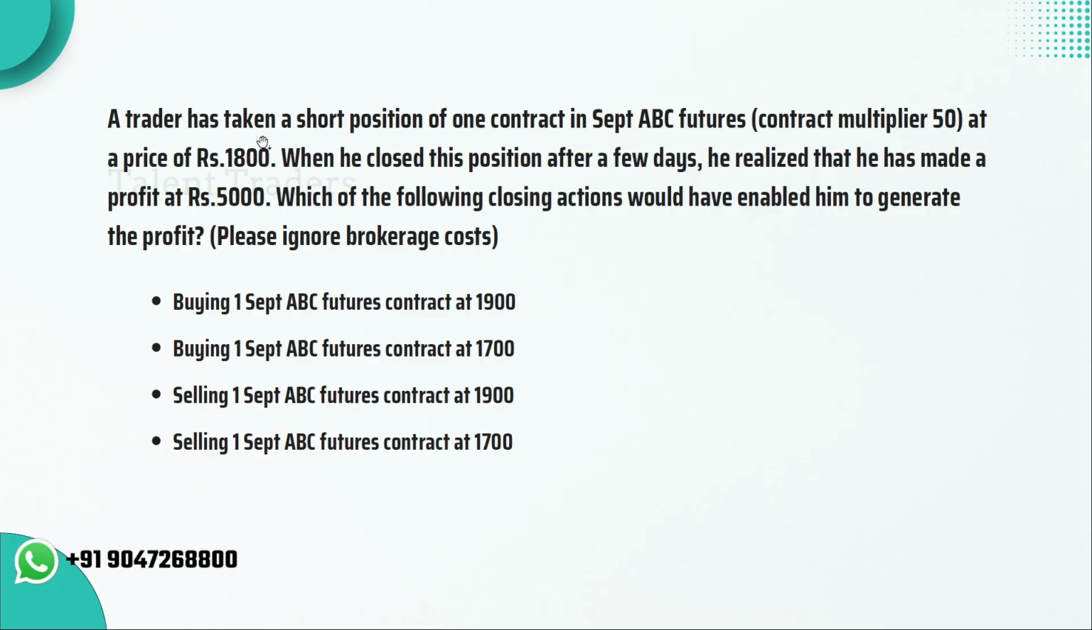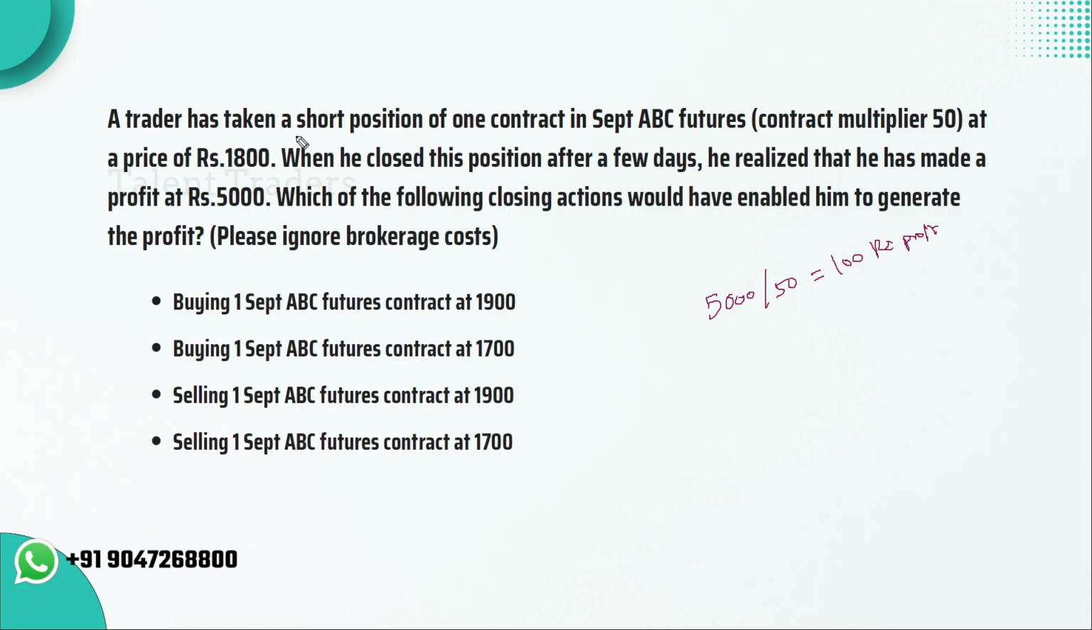And again, a trader takes a short position; he sold contracts multiplied by 1800 at the price. When he closed the position a few days later, he realized he made a profit of 5000. So at what price was he closing the position? First, he made a profit of 5000. The lot size is 50, so he made 100 rupees profit.